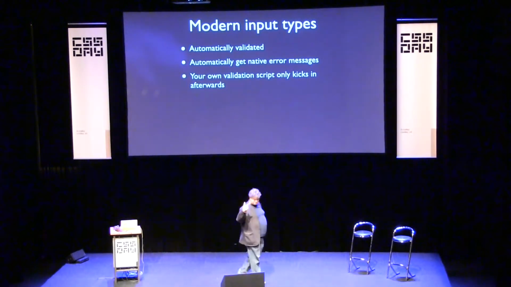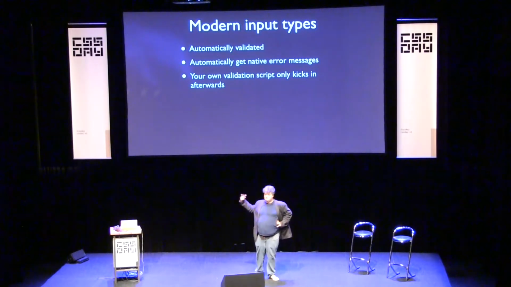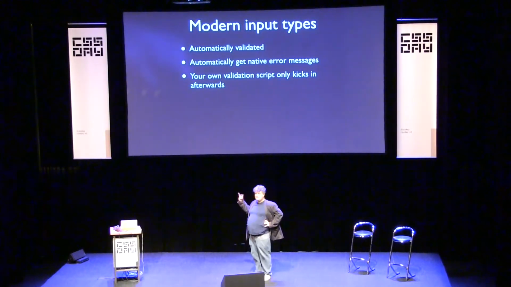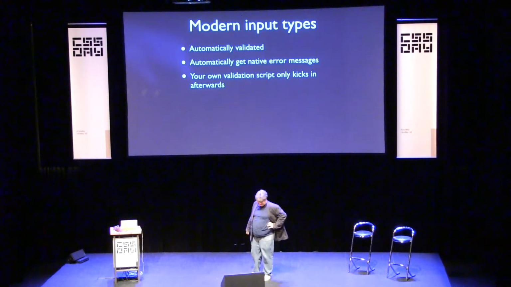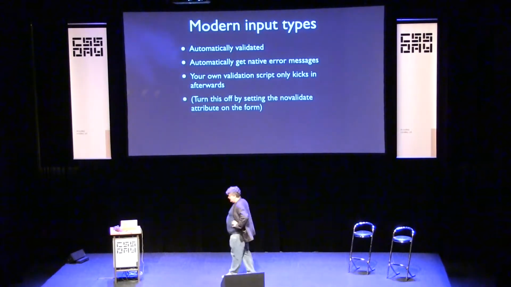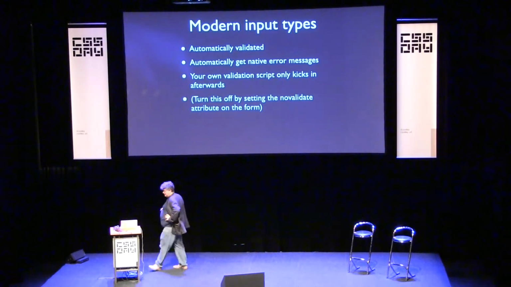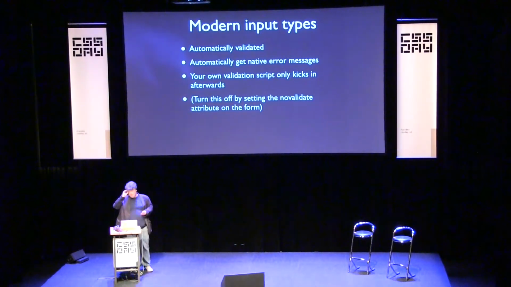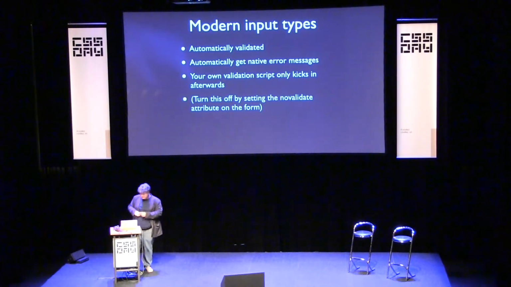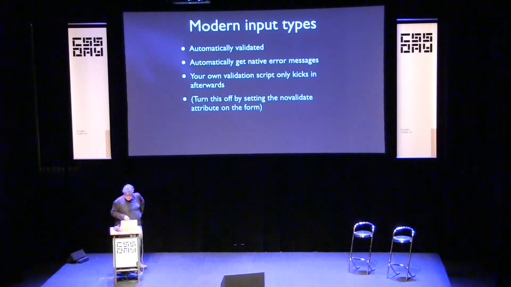Your own validation script only kicks in after the browser has validated this for itself. And in some browsers, your script doesn't even kick in if the browser finds a mistake. And you can turn all of this off by setting the novalidate attribute on a form. I'm kind of assuming that all of you know that already, but I want it to be complete, so I put it in my presentation.